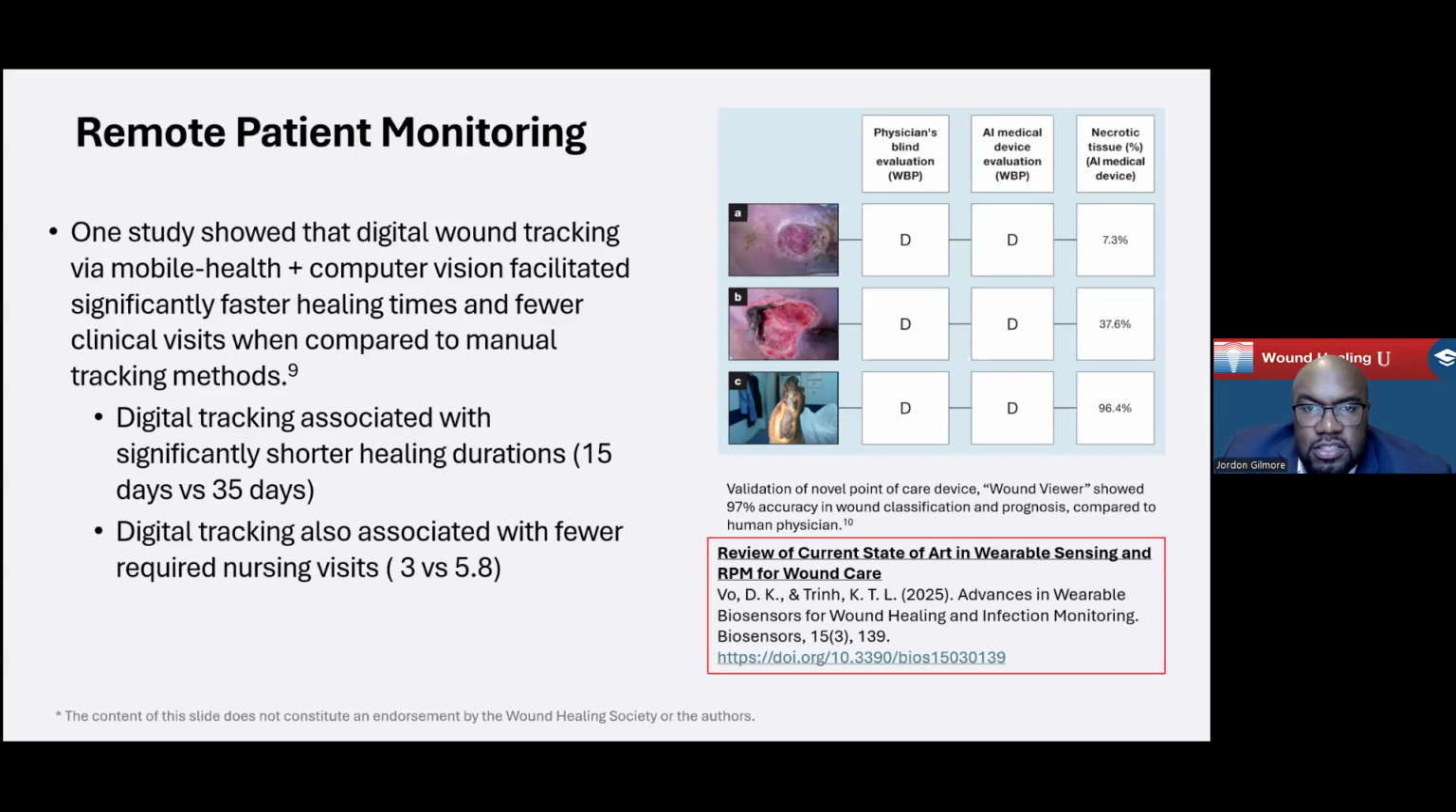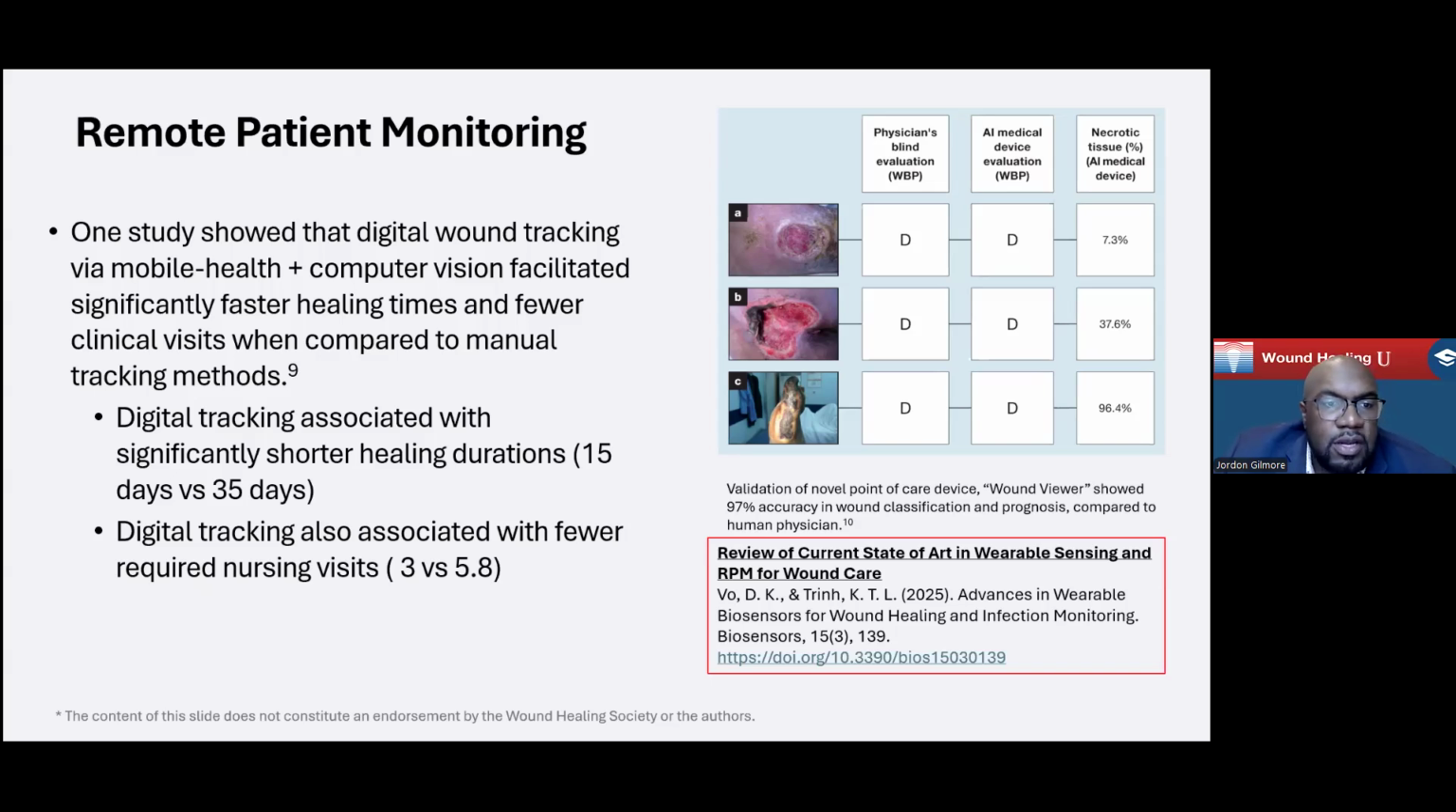In this particular study, in the middle column, we have an AI medical device trying to make a classification and give a percentage of necrotic tissue based on a particular image, and this is compared with a physician's evaluation as well. Why these things are important is because if we're going to have devices that are collecting images and then trying to make diagnostic decisions, we want to know if those decisions are actually valid or not, right? And these types of approaches have actually been shown to improve clinical outcomes.